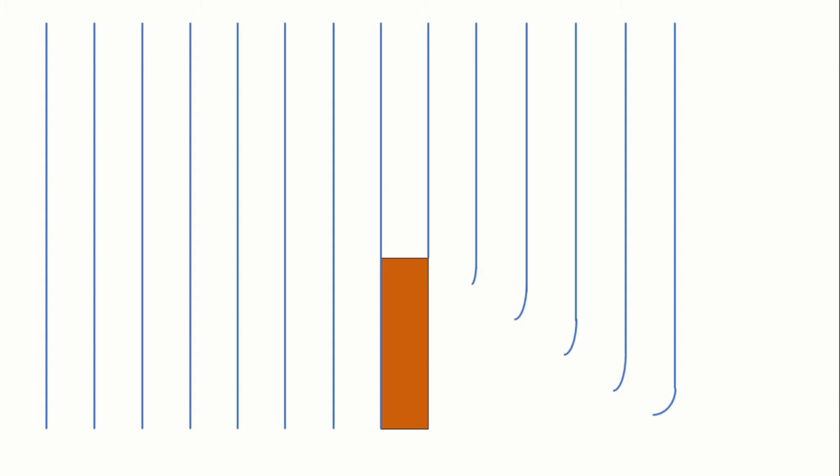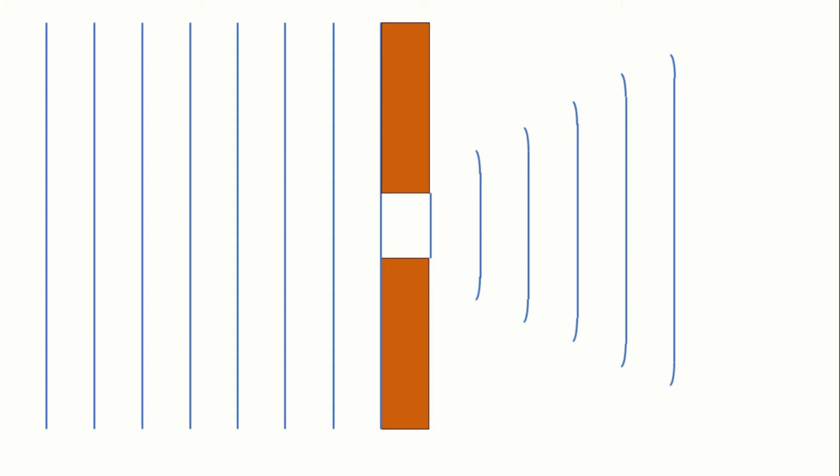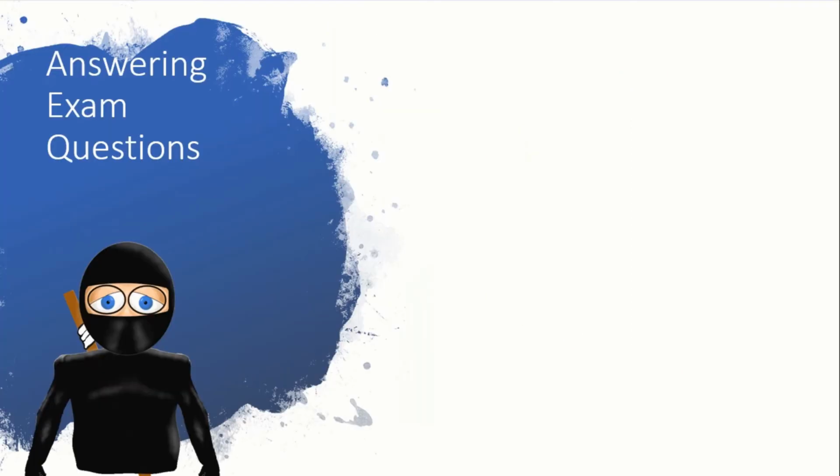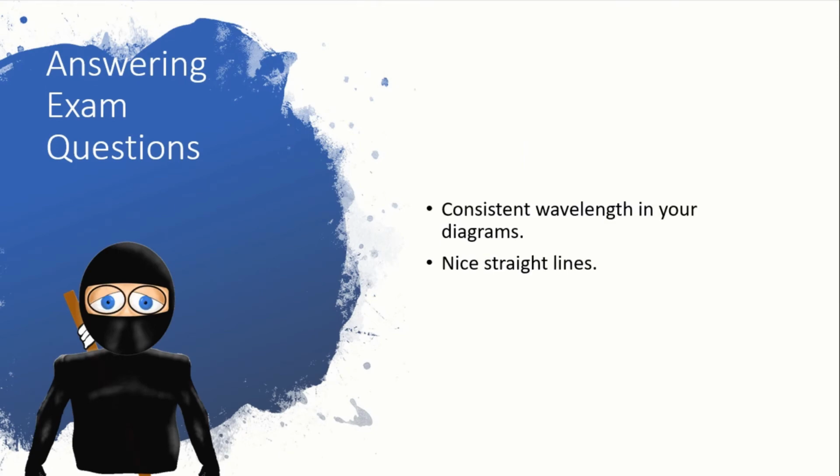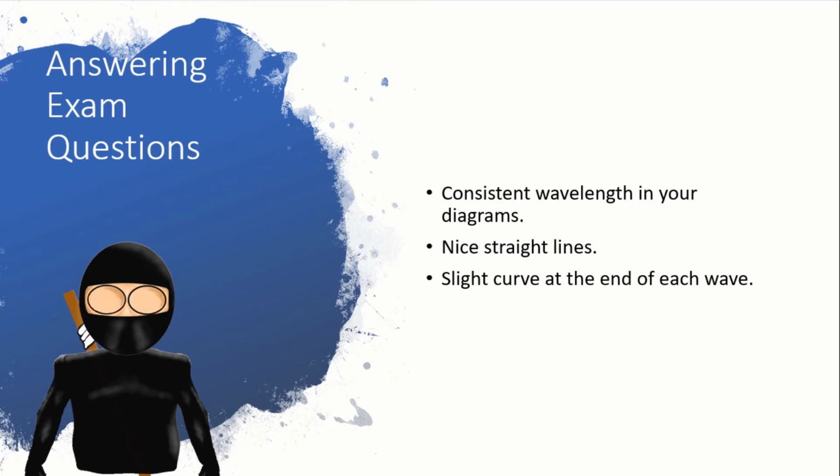You'll also be expected to draw this diagram here, where you'll have the waves leading up to a gap, and you'll be expected to draw the waves as they pass through the gap. Again, nice straight lines with curves at the top and the bottom to show the wave moving into the area behind the obstacles. So to recap, when you're answering exam questions, make sure you've got a consistent wavelength in your diagrams. Nice straight lines, make sure you draw them with a ruler. And a slight curve at the end of each wave to show it moving into the gap.